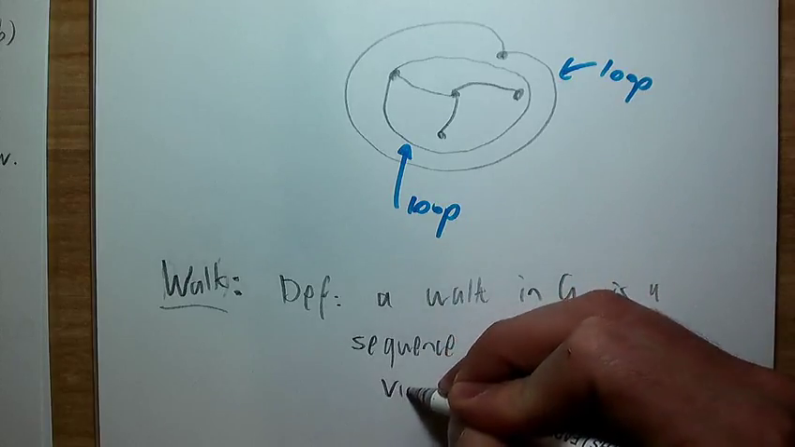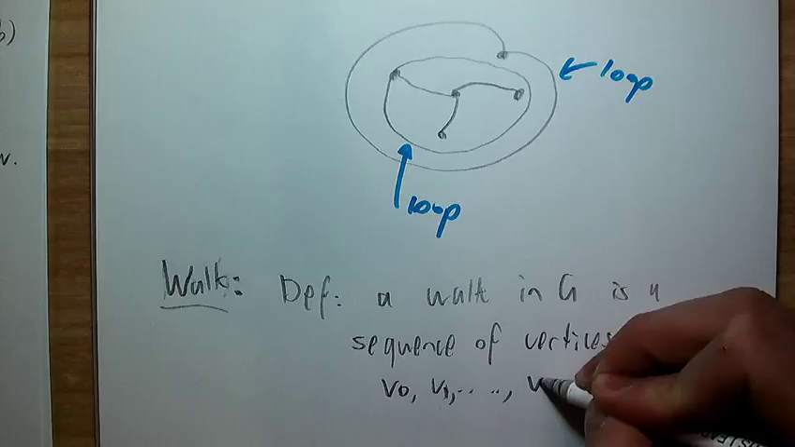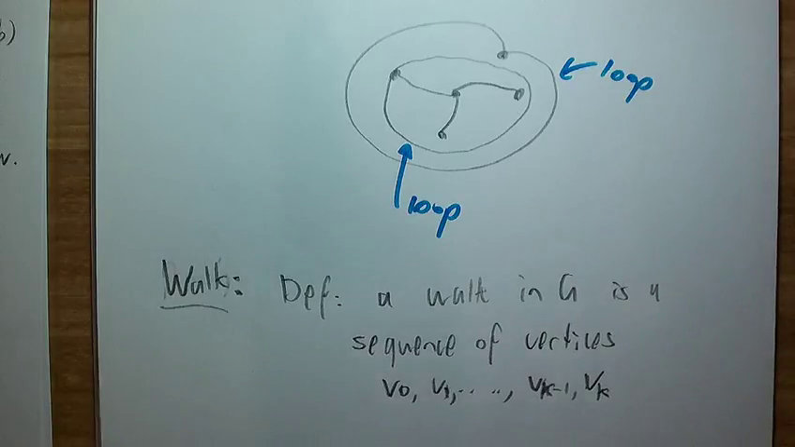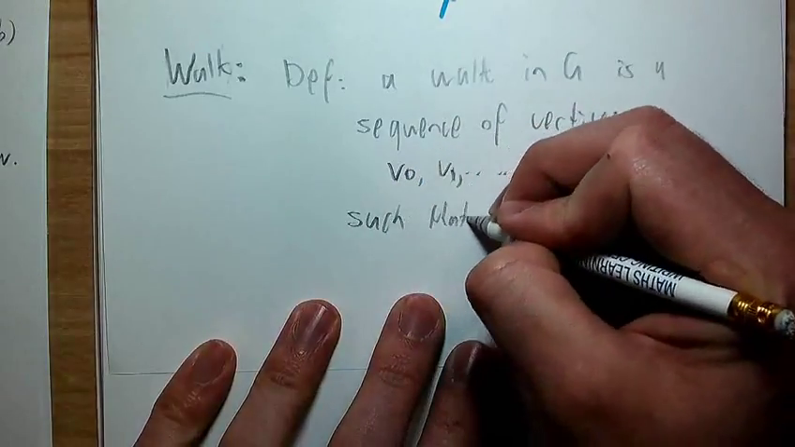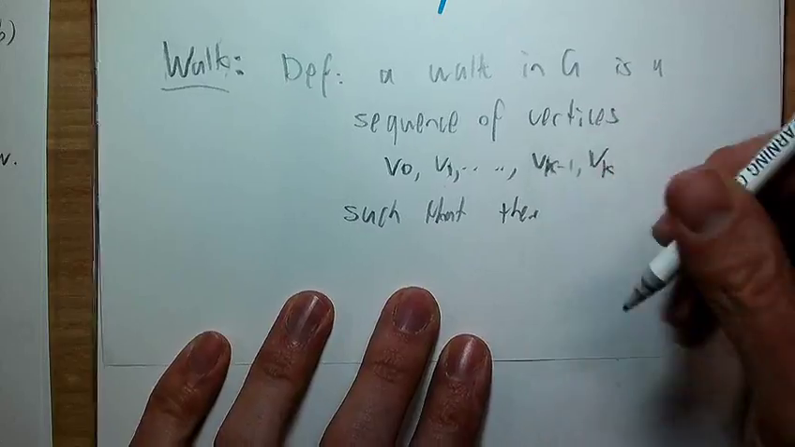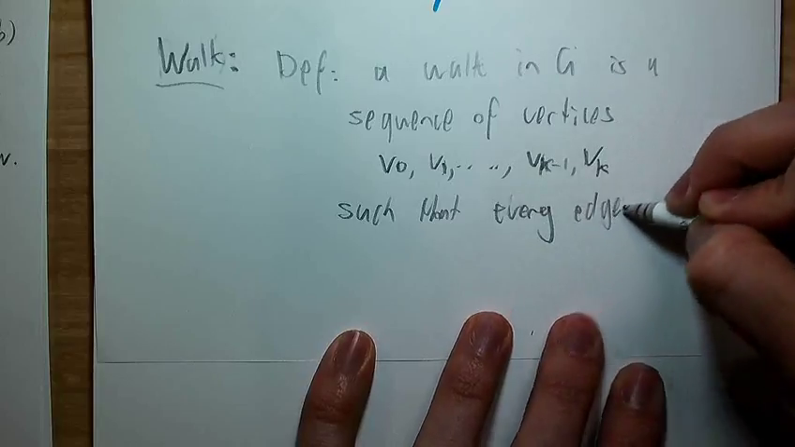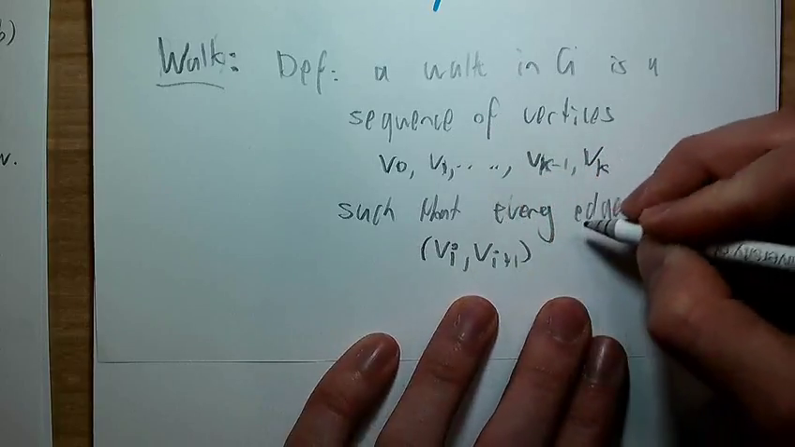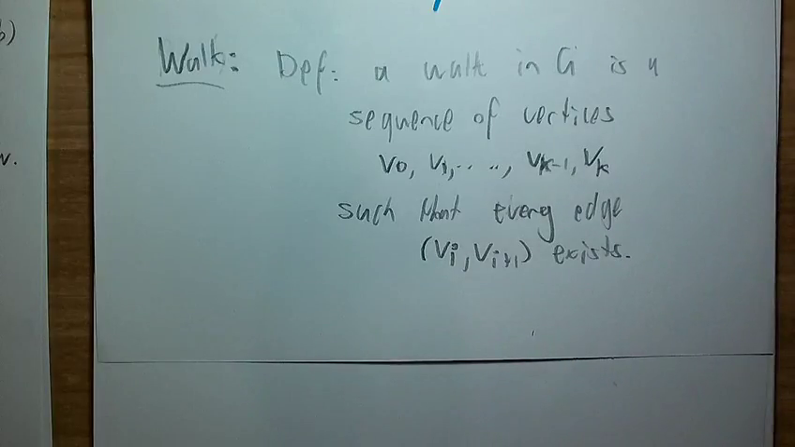is a sequence of vertices V0, V1, up to Vk, such that every edge Vi, Vi plus 1 exists, is in the set of edges. Okay, so what does that look like?